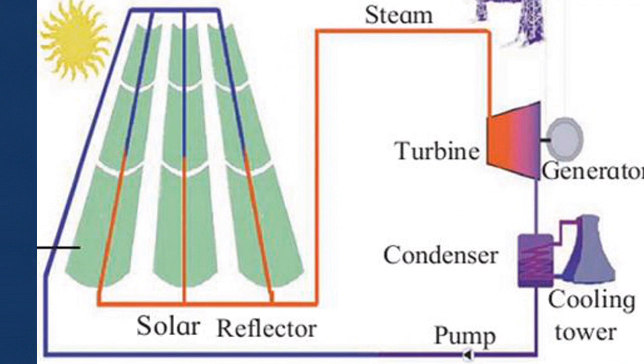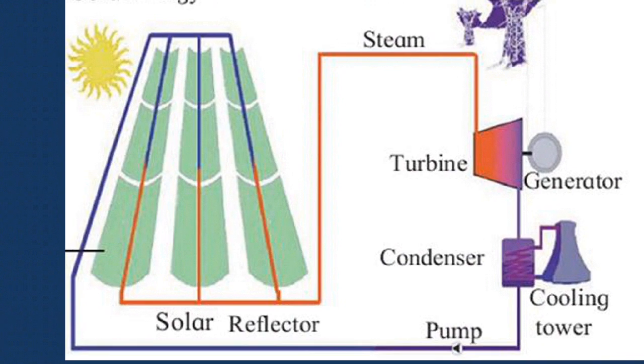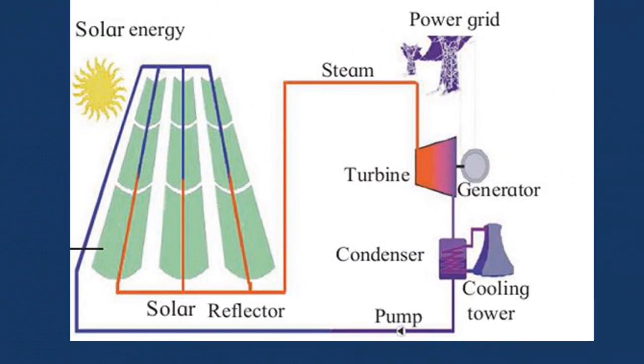There are three tubes here. Depending upon design and construction, the arrangement can be different. These tubes are made up of high thermal conductivity material. This is the important element in this solar thermal power plant. Now its working is very simple.